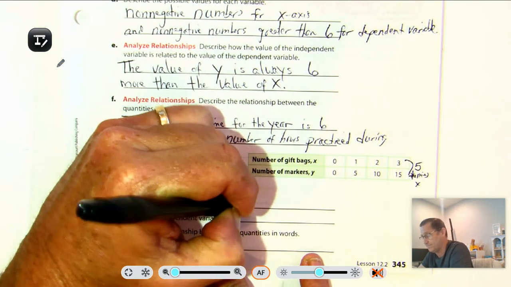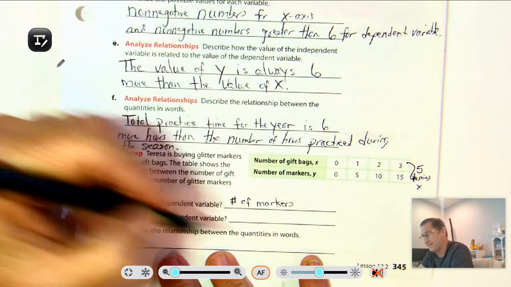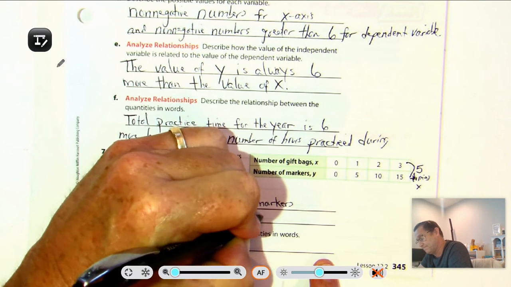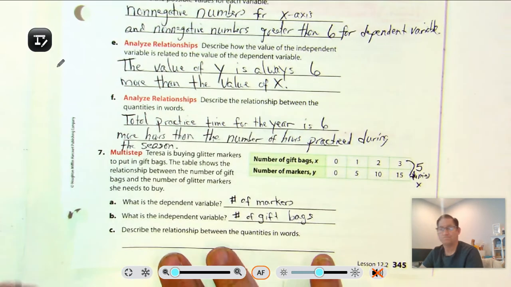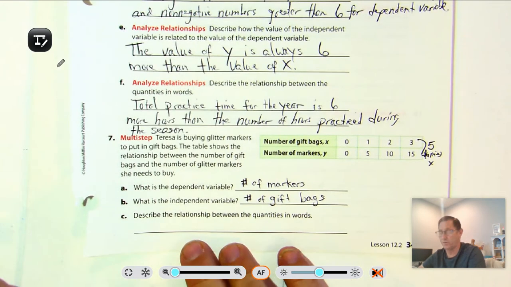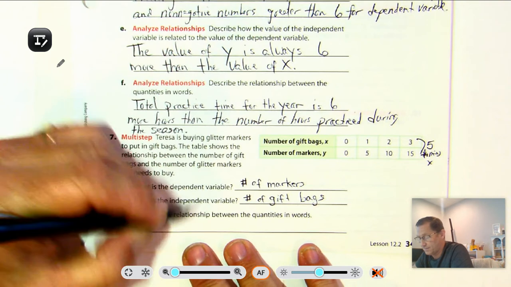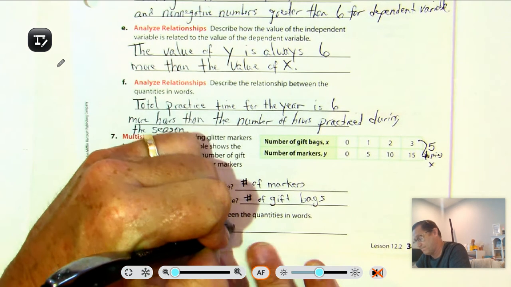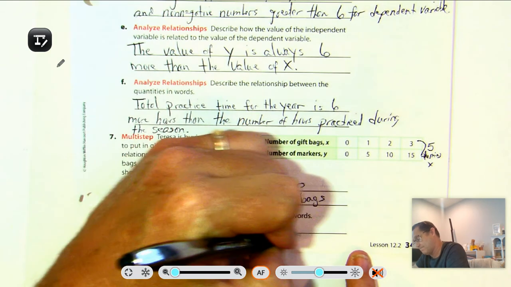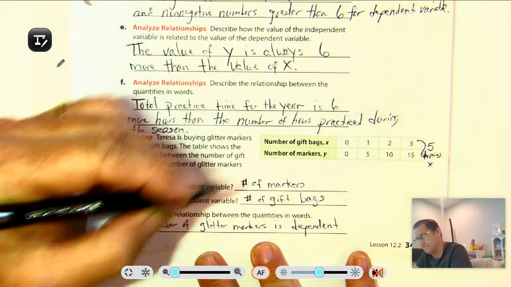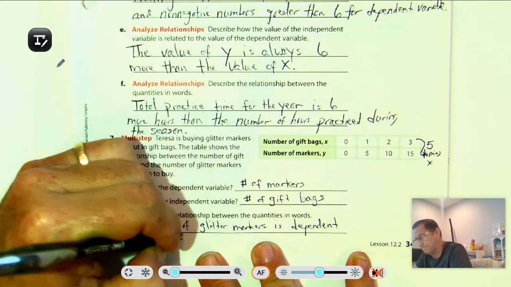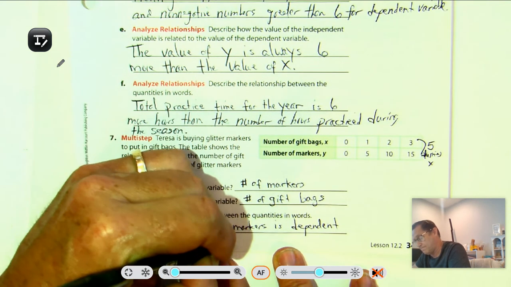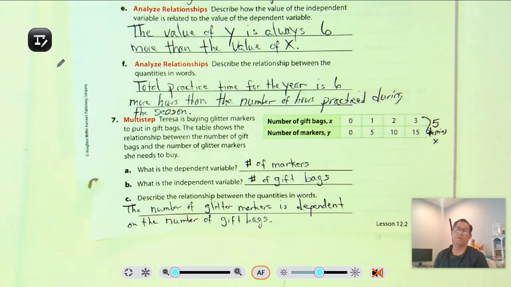Is the number of markers. The independent variable is the number of gift bags. Describe the relationship between the quantities in words. So the number of glitter markers is dependent on the number of gift bags. All right, 346.